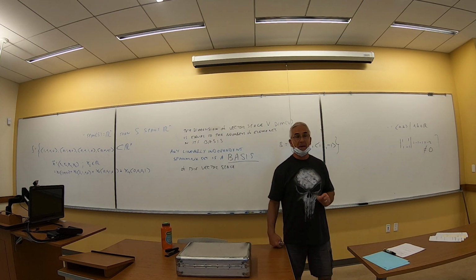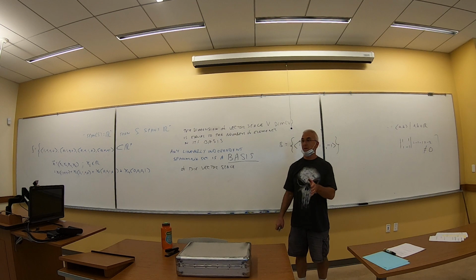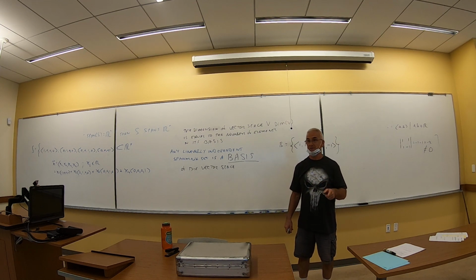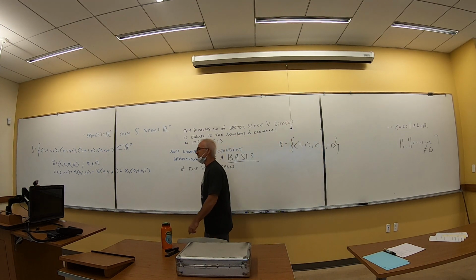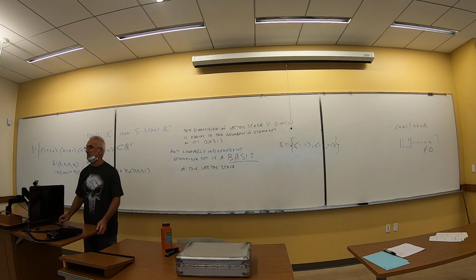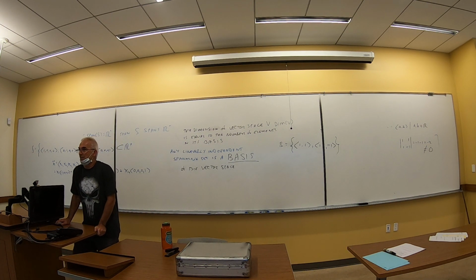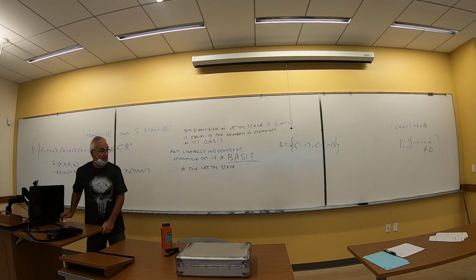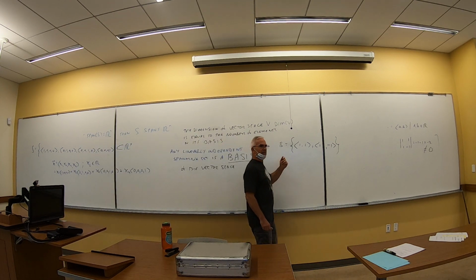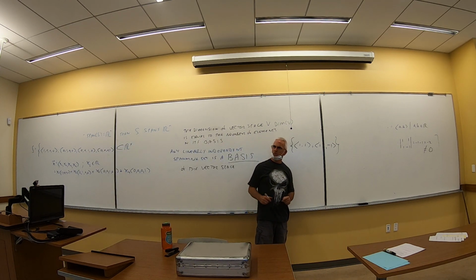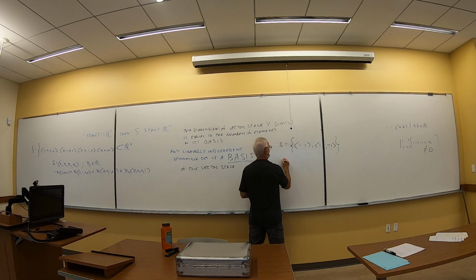The dimension of a vector space is equal to the number of elements in its basis. That means that every basis of a vector space has the same number of elements, but there are an infinite number of possible bases. I just gave you a basis for R2. Is there maybe an easier one to work with? Does anybody have a really good basis? I'll call it B prime: (1, 0), (0, 1).